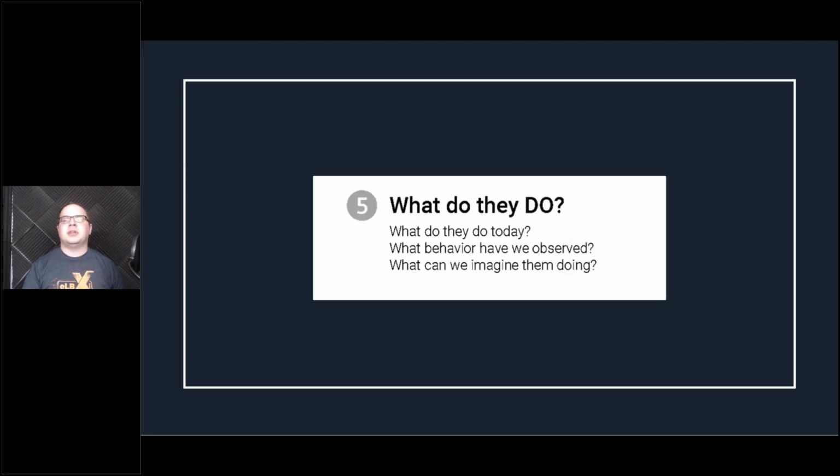And then number 5 is, what do they do? So what's their behavior like today? What behavior have we observed? What can we imagine them doing if we weren't able to observe them? Things like that. So that gets into how do they act, and how does that influence who they are as a person as well, by how they act.